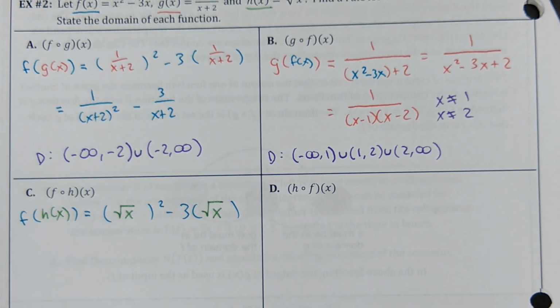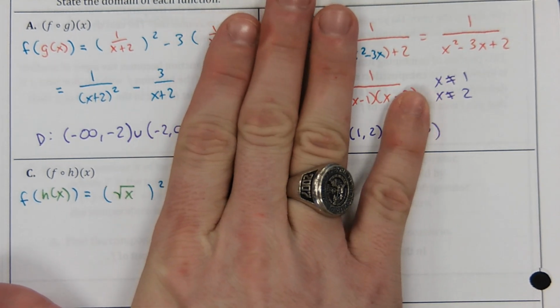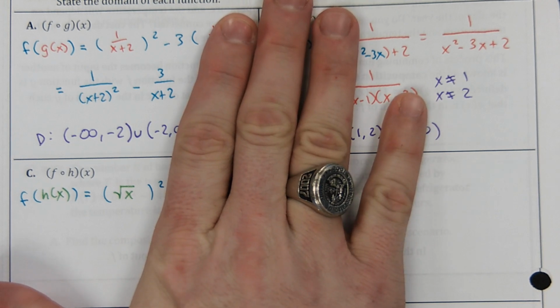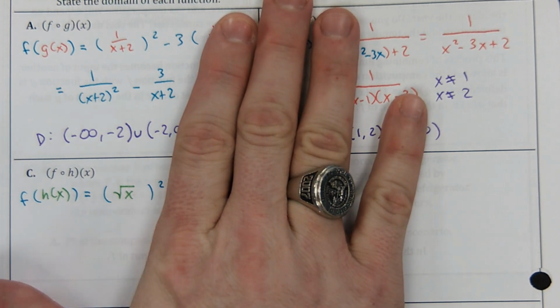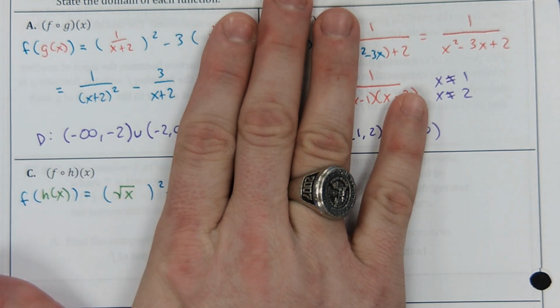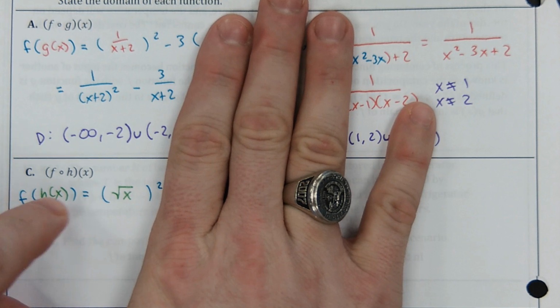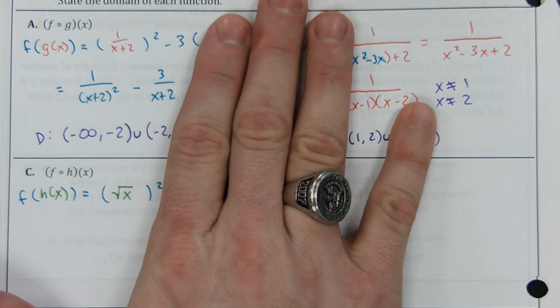You determine domain before any symbols simplify things. What do I mean by that? Well, what if, for the moment, we had said that was our whole composition? If that was the whole composition, squares and square roots cancel each other. So again, if this part didn't exist, then what we would say is y equals x. And that seems like its domain would be all real numbers, right?